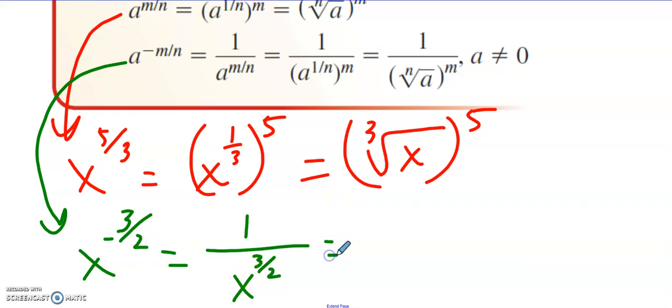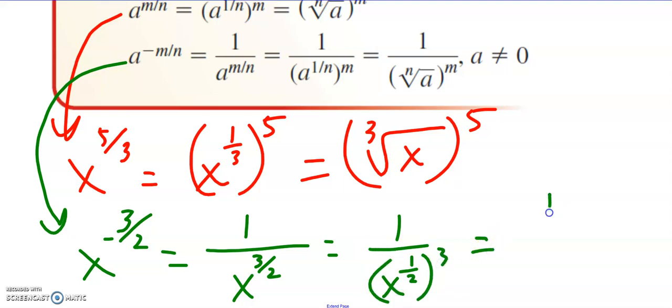Then this becomes 1 over x to the 1/2 to the 3rd, which is the same as 1 over the square root of x to the 3rd. Notice that when we have a square root, we don't write that here, right? If we just see this root, we know that that's an index of 2.